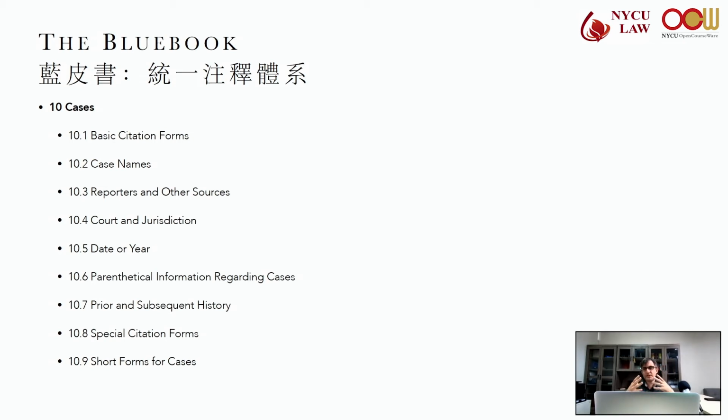Now, information regarding related authority, or subsequent history, should be included in a parenthetical as well. Sorry, information regarding related authority or prior or subsequent history that you can put in an explanatory phrase shouldn't be in a parenthetical, right? And there's two examples.